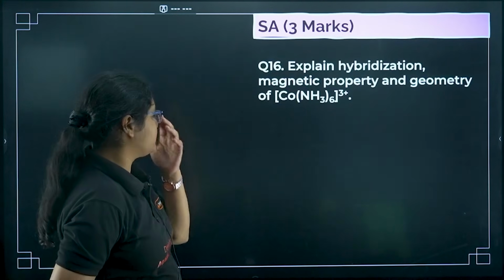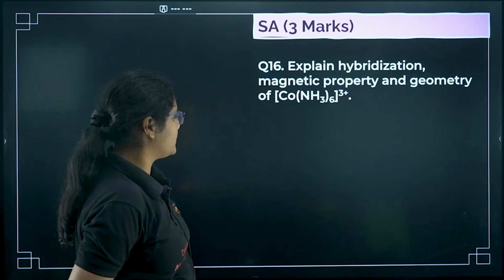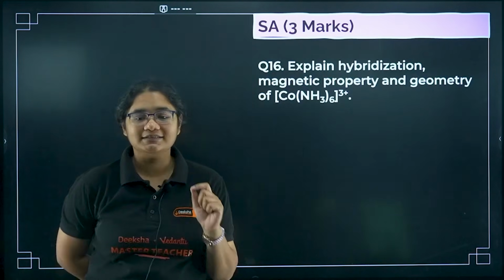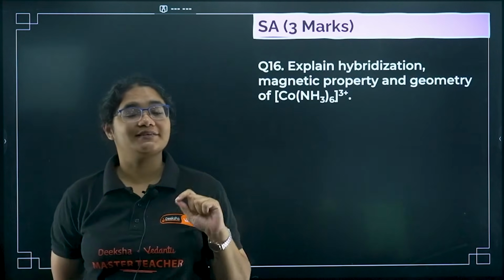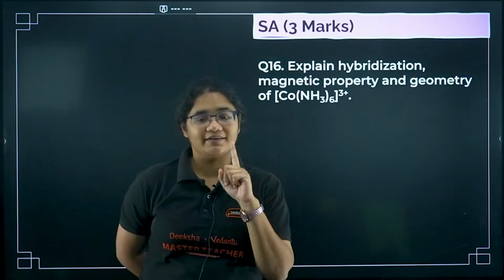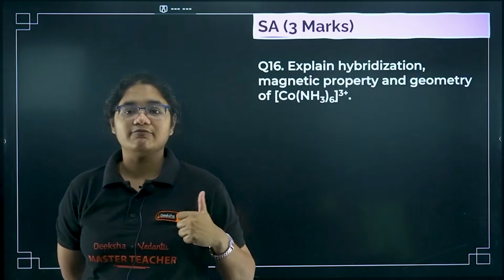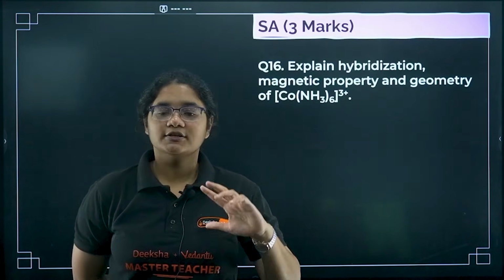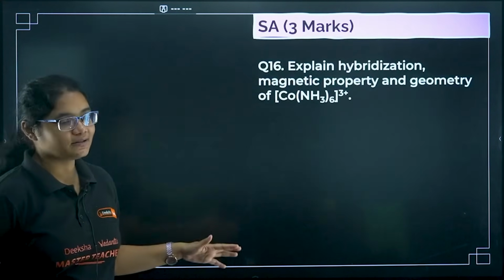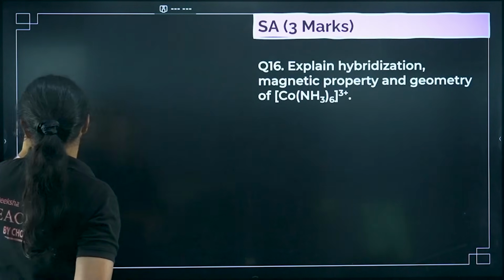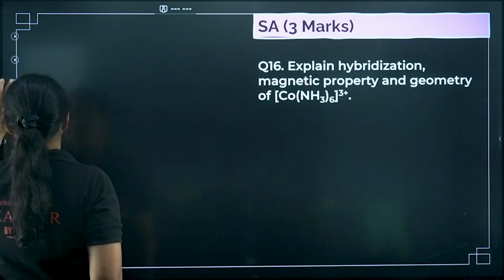Next, we have: explain the hybridization, magnetic property and the geometry of [Co(NH3)6]3+. Similar questions will be asked and it is given in your book. You will get questions similar to this for [CoF6]3-, then for [NiCl4]2- and [Ni(CN)4]2-. I'll tell you the way to write the answer, and the same thing you have to follow for all the compounds. So let us see first here. First, what I have to write, step 1.